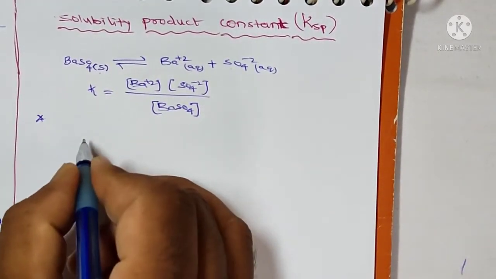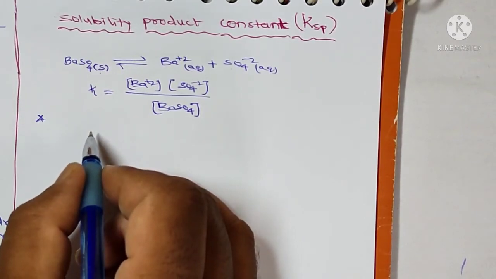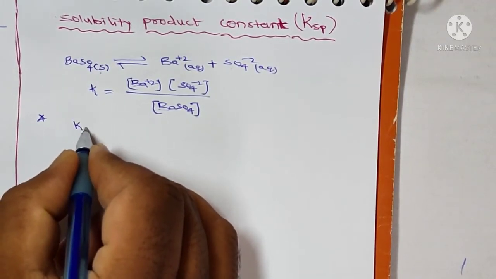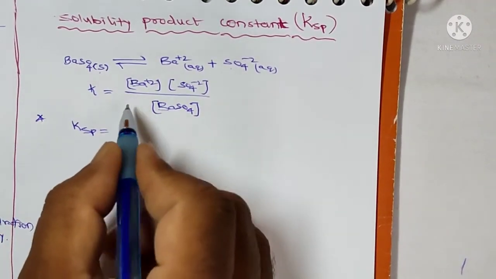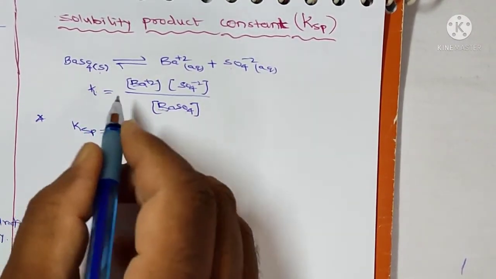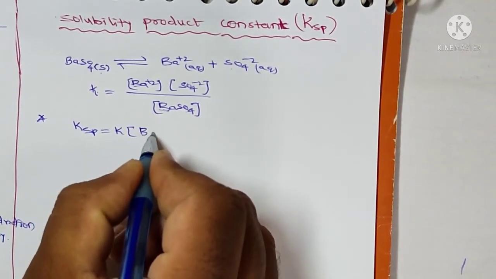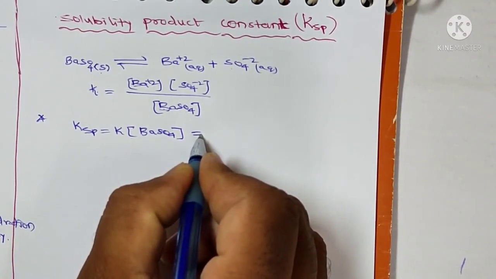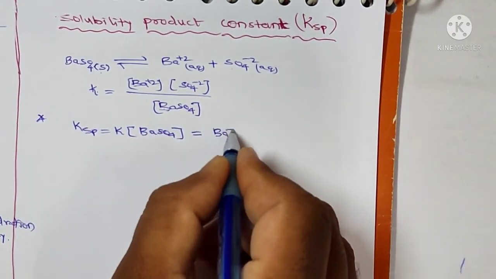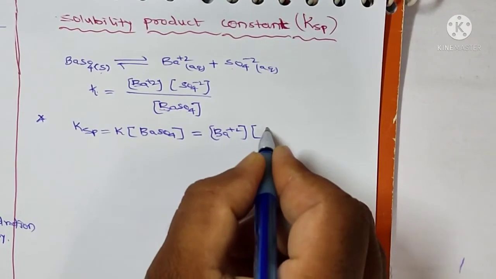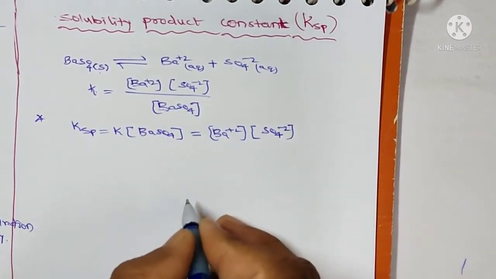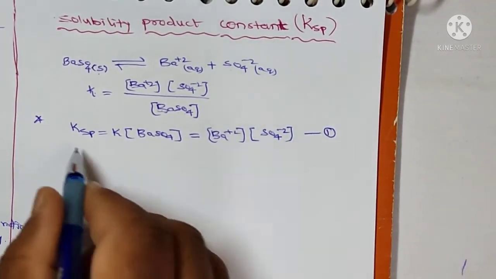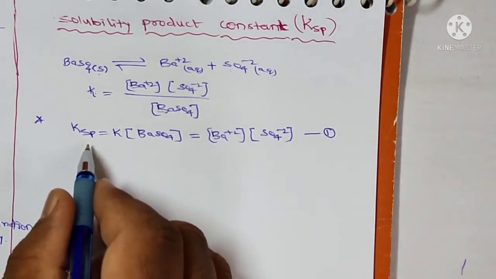So for pure solid substances, the concentration remains constant. Then we can write that solubility product constant KSP is equal to, so this BaSO4 comes to here, so K into the concentration of BaSO4 is equal to products concentration, Ba2+ concentration and SO4 2- concentration. And let it be equation number 1.